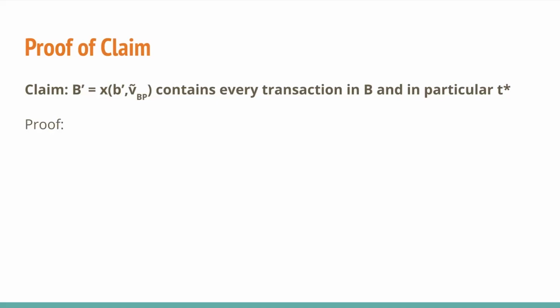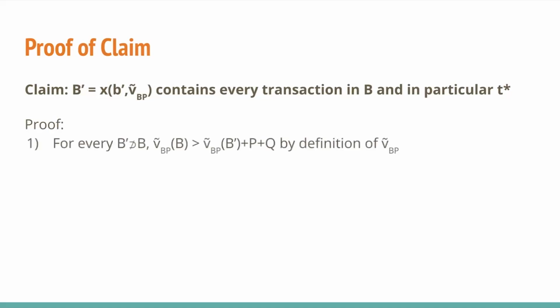that this block B prime should contain this transaction T star, and furthermore every other transaction in B, but really only T star is the one that we care about. As the first inequality, for any block B prime that's not a superset of B, so there's some transaction in B that's not in B prime, then from how we define this V tilde, we know this V tilde of B is going to be bigger than V tilde of B prime plus this amount P and Q, since for every transaction in B, the V tilde value was the original value of the transaction plus this P and Q.